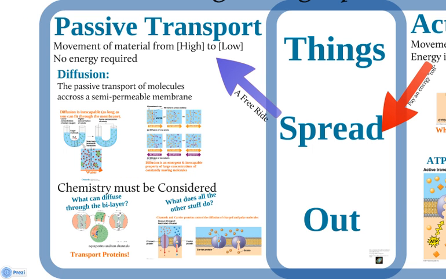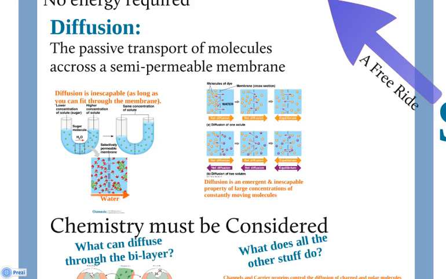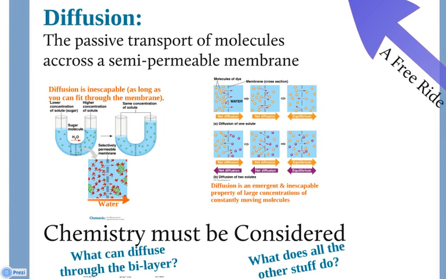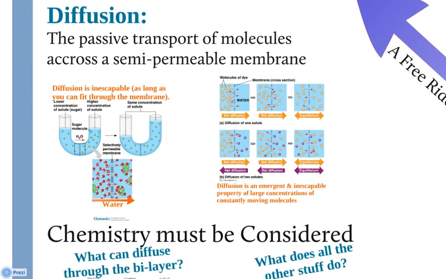So we're going to talk about passive transport, which is the movement of material from a high concentration to a low concentration, and therefore no energy is required. This is the free ride for any molecule. We have diffusion, which is the passive transport of molecules across a semi-permeable membrane.